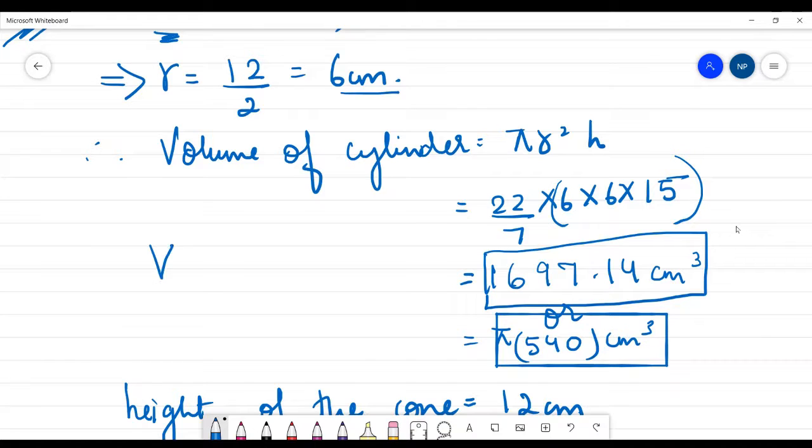Whatever is the volume of the cylinder, it is filled with ice cream. That has to be transferred into cones with the hemispherical top. So for that we will need the volume of the cone as well as the volume of the hemisphere. We will add these two, and then we will divide the volume of the cylinder by the addition of these two volumes. We will get the number of cones.